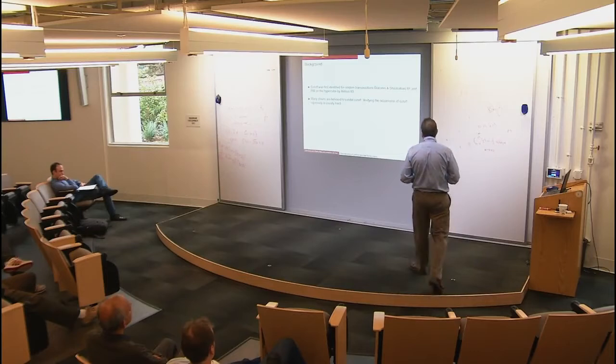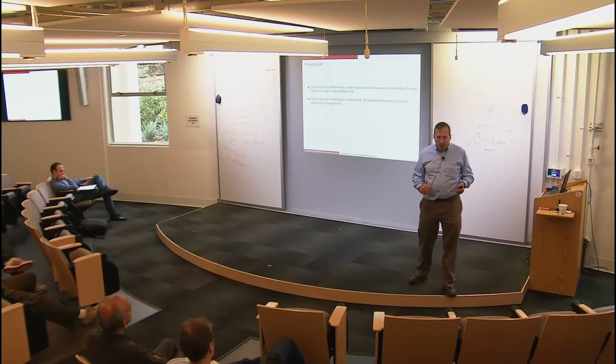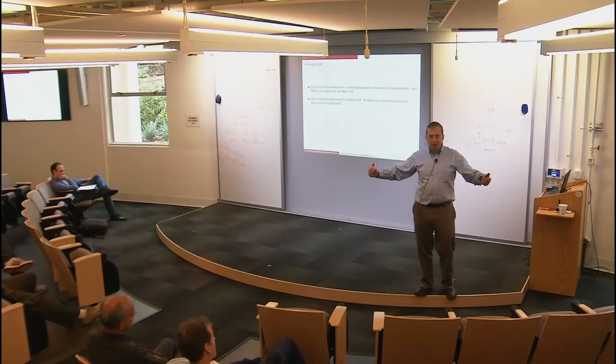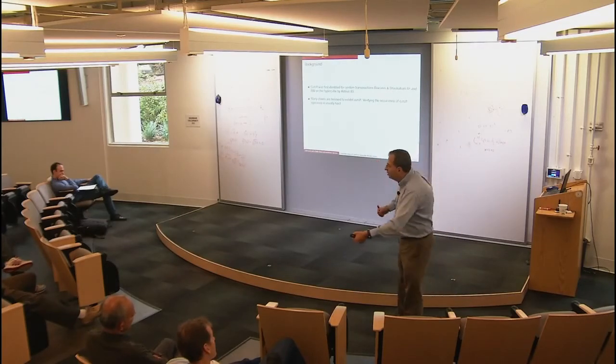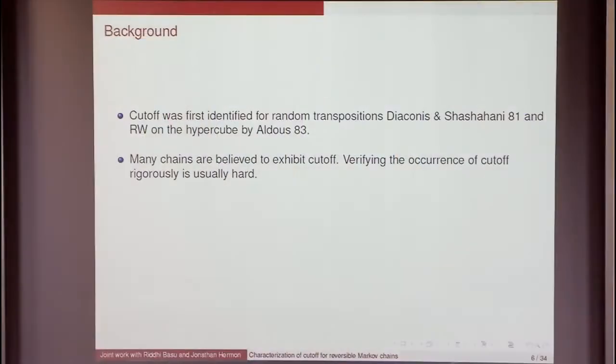It was actually Diaconis and Shahshahani in 81, random transposition. So you have n cards. They didn't do a lazy chain. They did the following. You have n cards. The left hand chooses one card, the right hand chooses another card, and you transpose them. So you might choose the same card in both hands. And so what's the mixing time here?